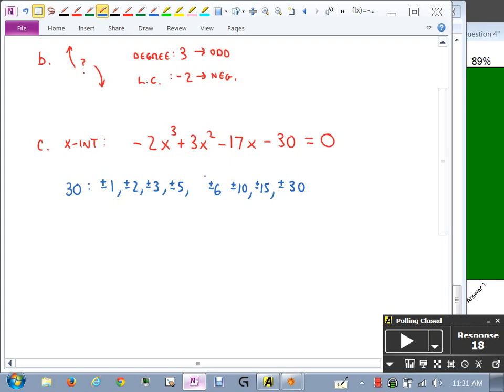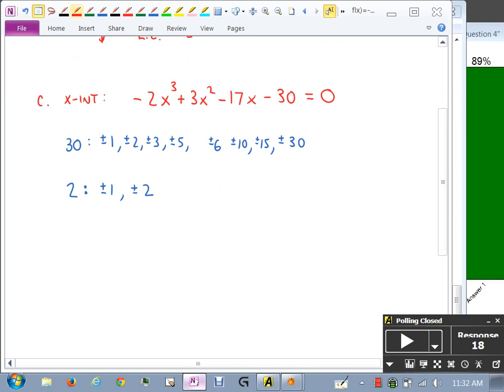Nothing else. We're not done this time, though, because the leading coefficient, the number in front of the x cubed, is -2. So we're going to have to put a 2 down here and make a list based off of 2. The good news is it's only plus or minus 1 and plus or minus 2. Those are the only numbers that multiply to be 2. Agreed?